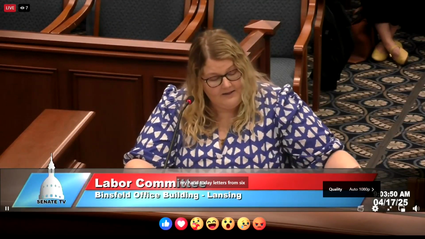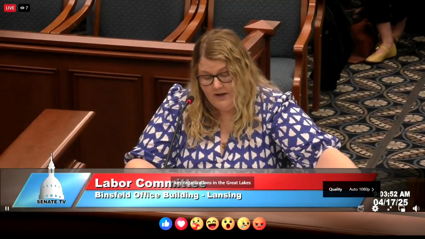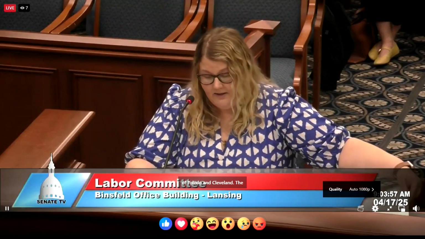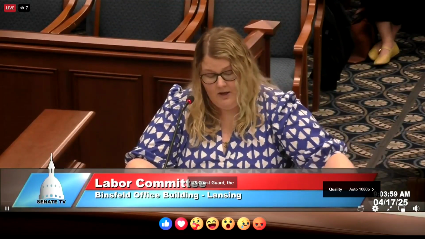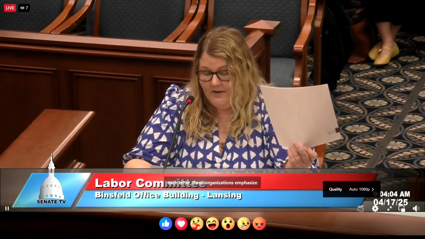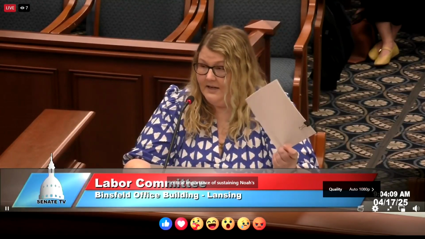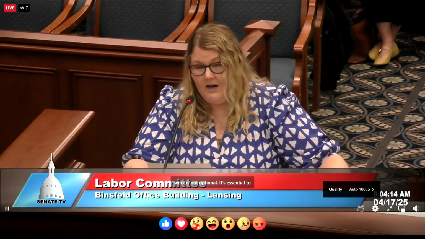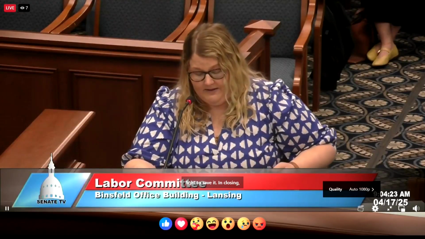I have in my hand today letters from 6 key organizations in the Great Lakes region, including the cities of Toledo and Cleveland, the Lake Carriers Association, the U.S. Coast Guard, and the Great Lakes Observing System. In each letter, these organizations emphasize without hesitation the critical importance of sustaining NOAA's research efforts in the Great Lakes. Their messages are clear. This work is not optional. It's essential to public safety, economic vitality, and environmental stewardship. In short, NOAA GLERL is indispensable, and Michigan should be leading the fight to save it.